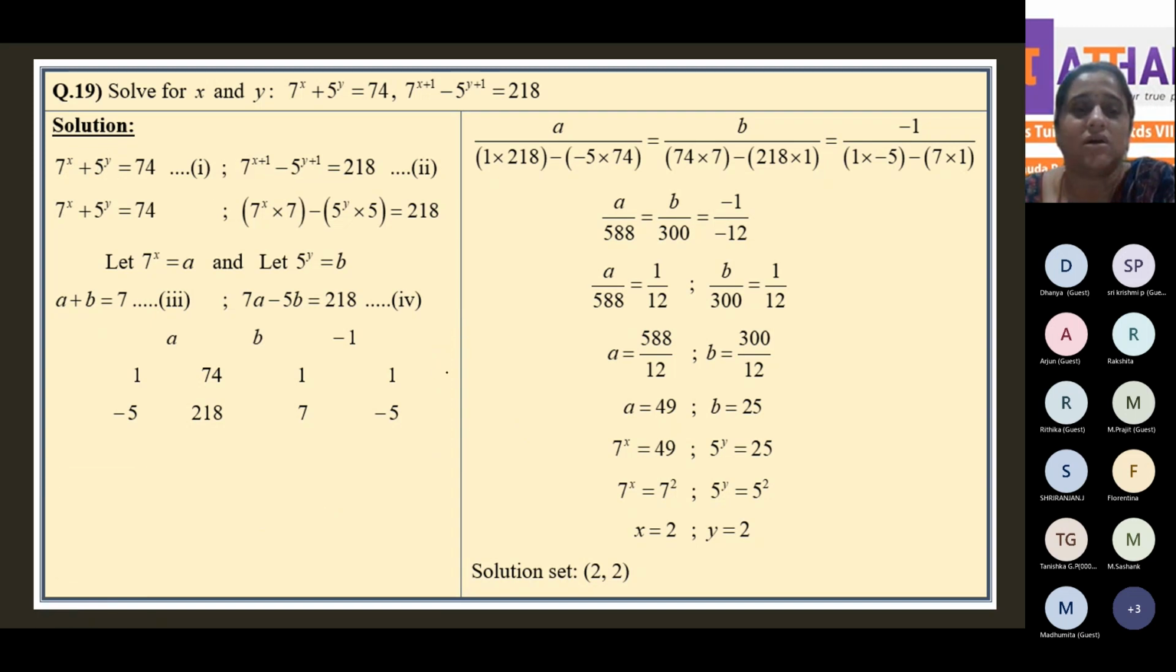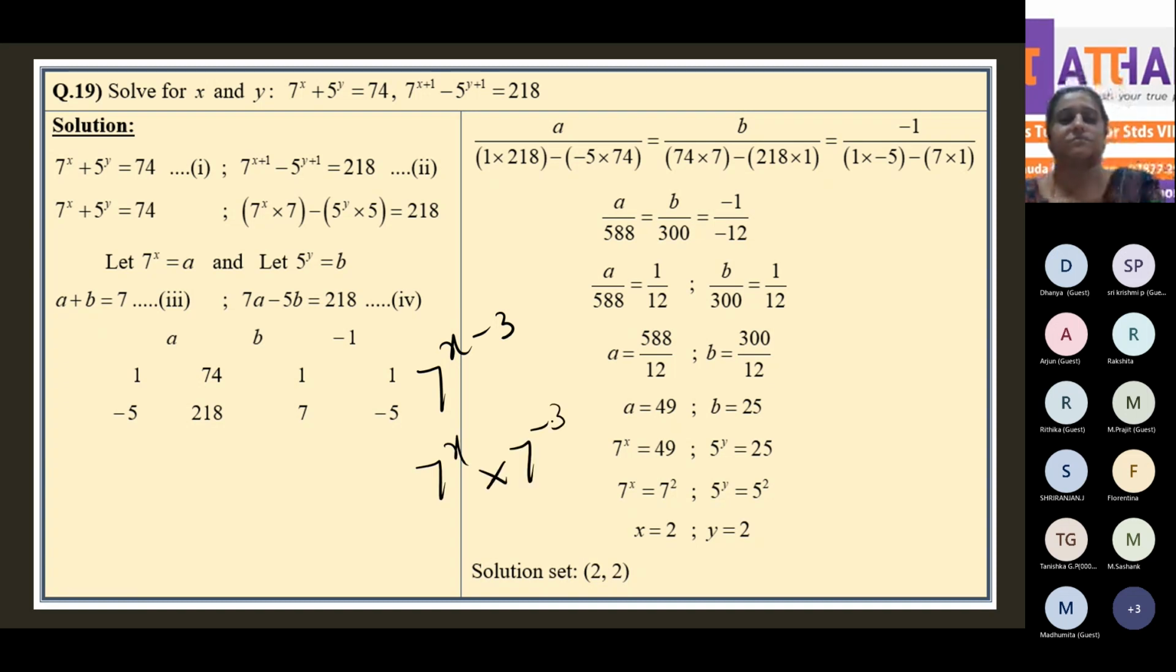Supposing it was 7 to the power x minus 3, then it is 7 to the power x into 7 to the power minus 3. So again, multiplication, so we add the powers, x plus minus 3, which is x minus 3. Okay, so like that we get these equations in A and B.